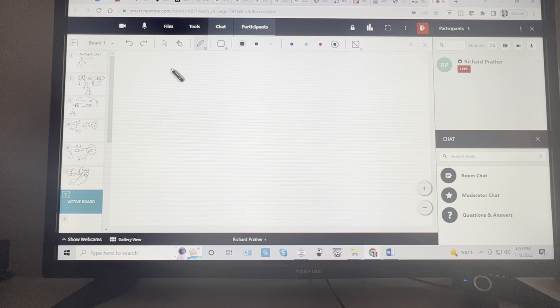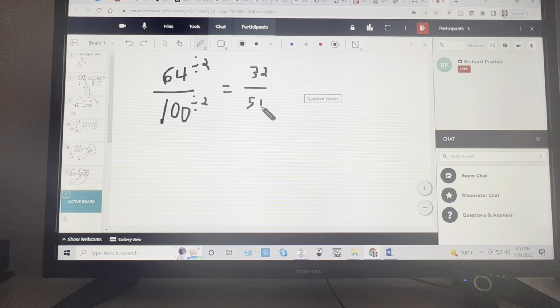Okay, 64 over 100. These definitely both divide by 2. They're even numbers. See, divided by 2 is nice because you're just cutting it in half. Half of 64 is 32. Half of 100 is 50.